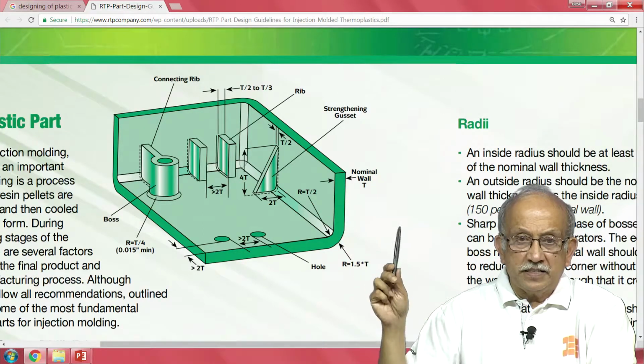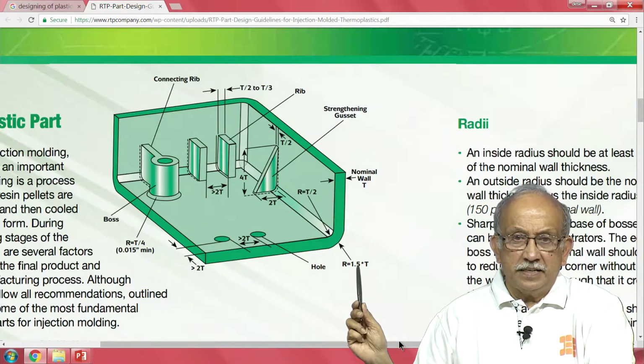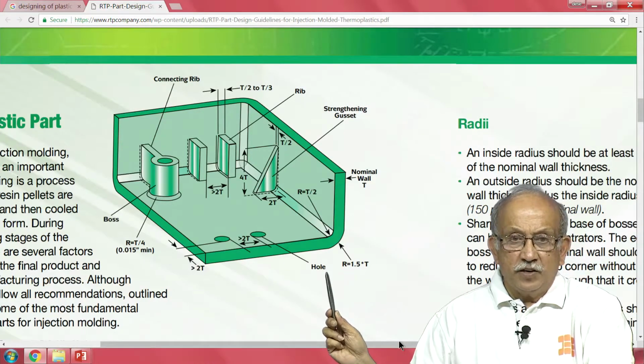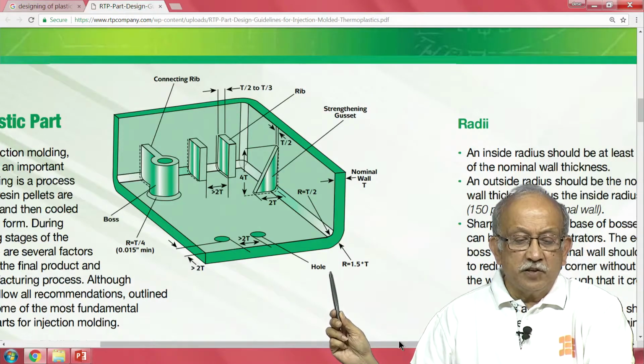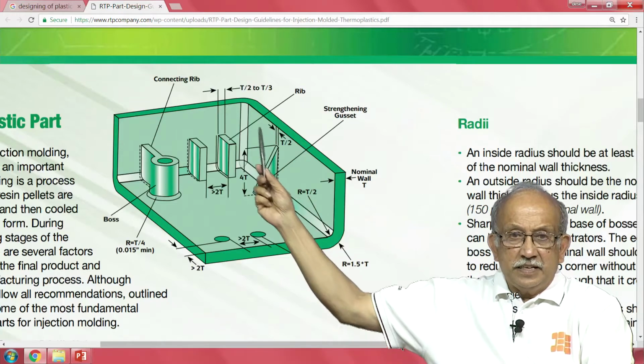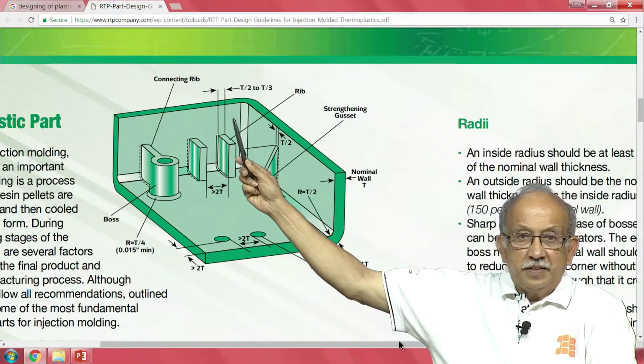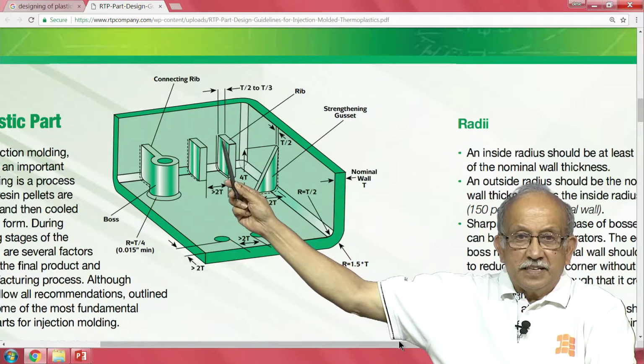If nominal wall thickness is so much, what should be the radius? Something regarding the radius is given here. Similarly, what should be the location of the hole size? And if you go to the top on the other end, what should be the thickness of the gusset? Again, the same thing happens.